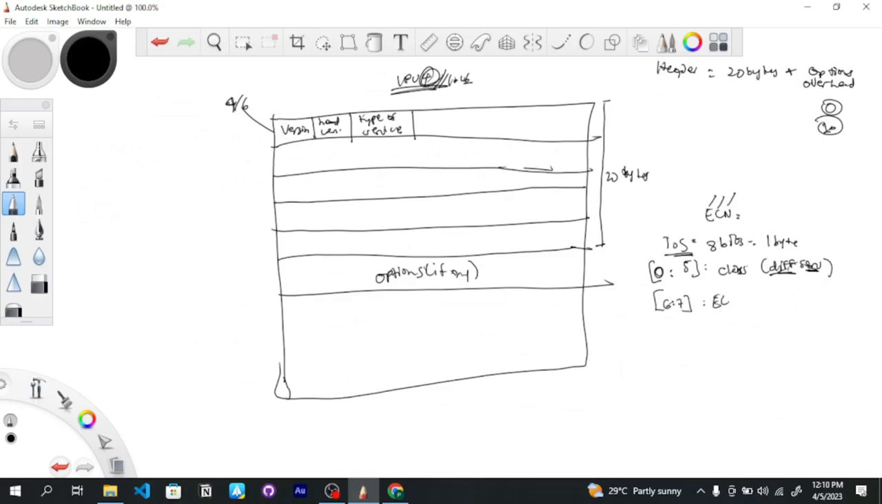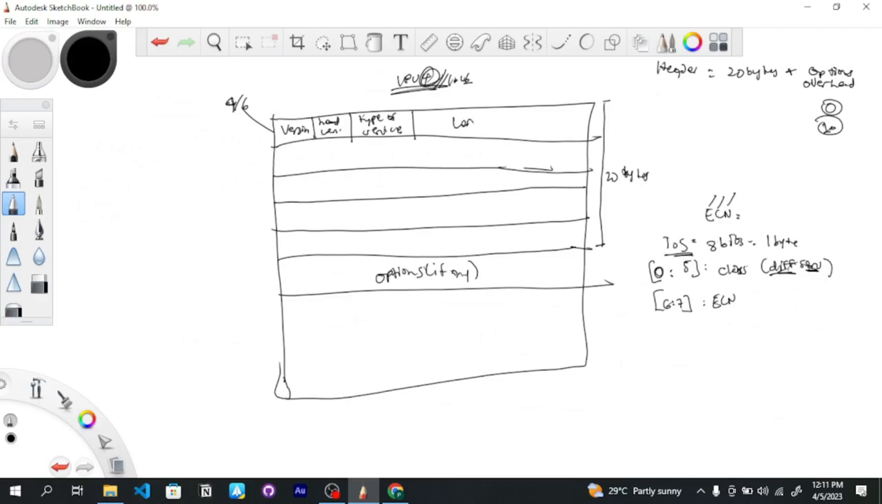And then this is the ECN, Explicit Congestion Notification. These are two bits that determine whether a router is choked or not. This allows for congestion control in various ways. So that's type of service.